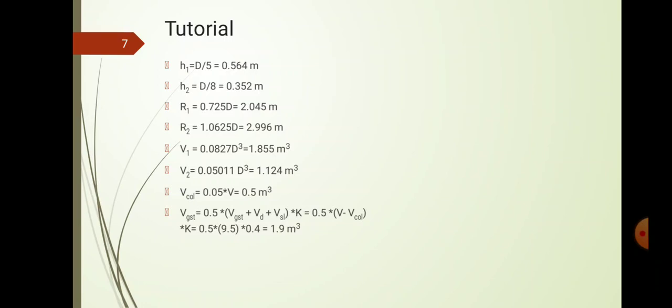And K is how much gas is required per meter cube of this volume per day. That will normally be 0.4, maximum 0.3, that's a constant. Here we have taken it as 0.4. That means per 1 meter cube of volume, we have to get 0.4 of gas, biogas. Substituting, we get VGST as 1.9 meter cube. So like this we have to find out VGST.